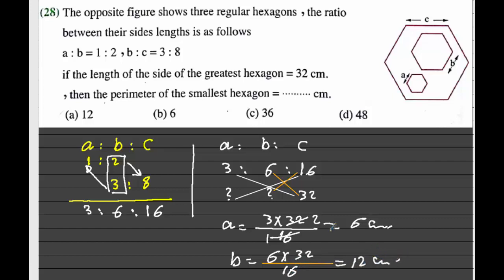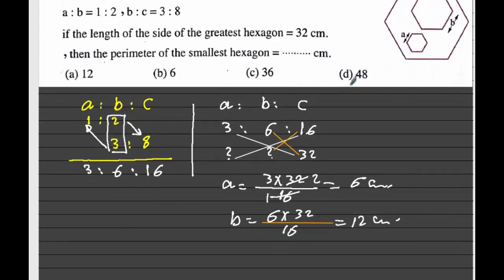But the required here is to find what? The perimeter of the smallest hexagon. So we will use A, okay? The length of the smallest side is 6, and the perimeter here equals 6 multiply A, 6 multiply 6. 6 multiply 6 equals 36, and the perimeter of the smallest hexagon equals 36, and we choose letter C.